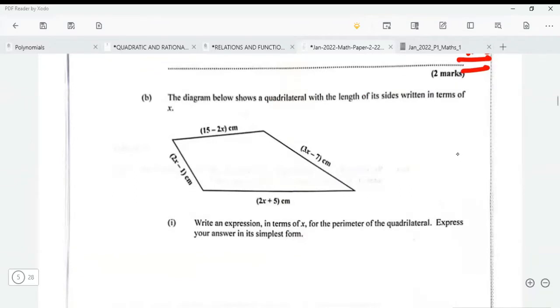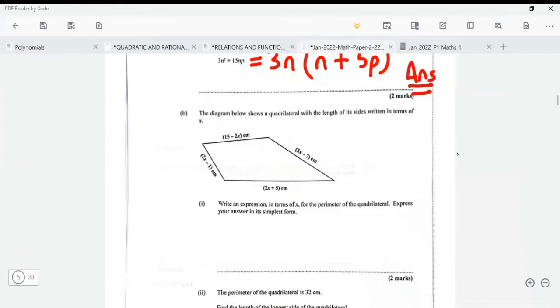All right, now the next part of the question says the diagram below shows a quadrilateral with the lengths of its sides written in terms of x. Write an expression in terms of x for the perimeter of the quadrilateral and express your answer in its simplest form. The perimeter is adding up all the sides. So we're going to add up all the sides, all 4 sides.